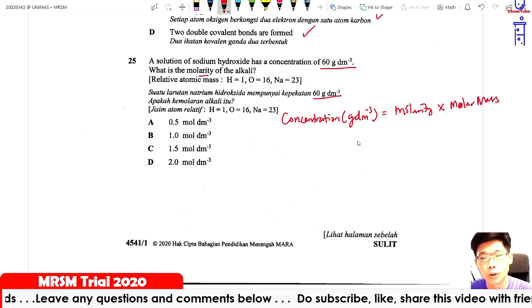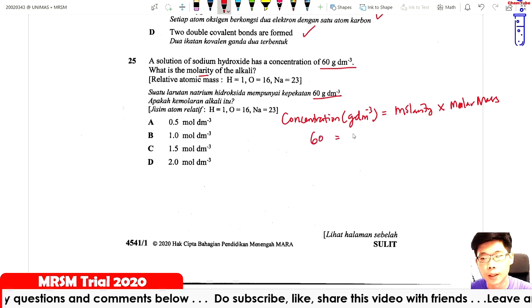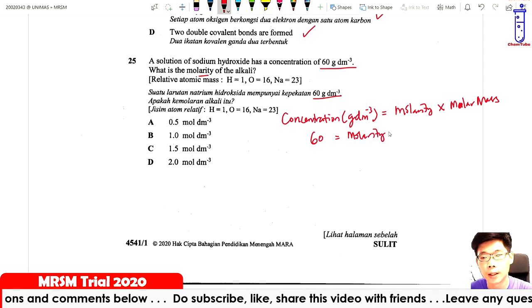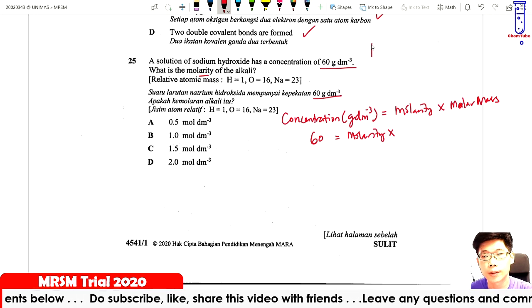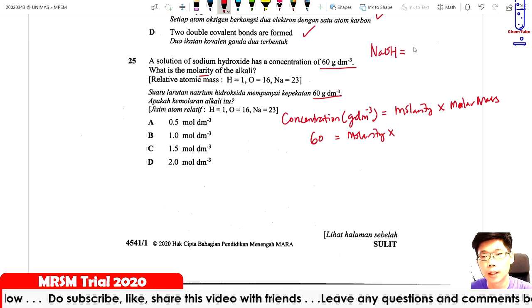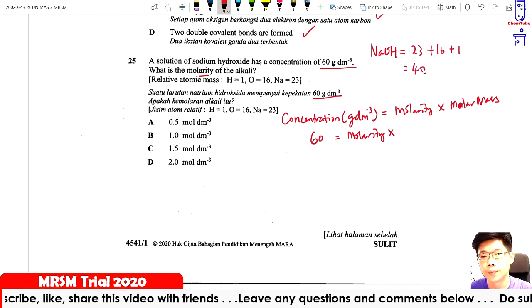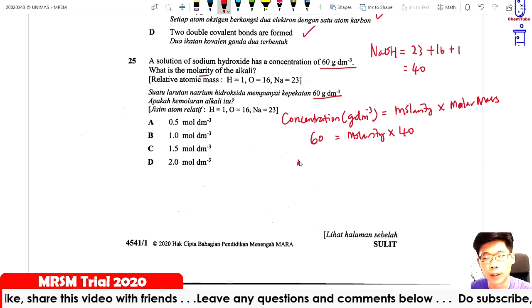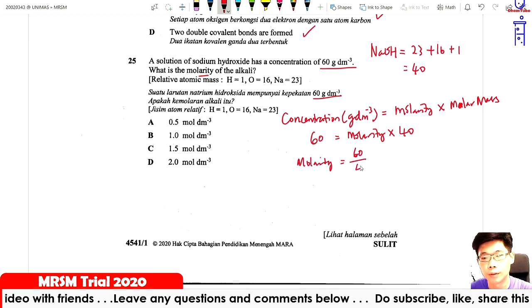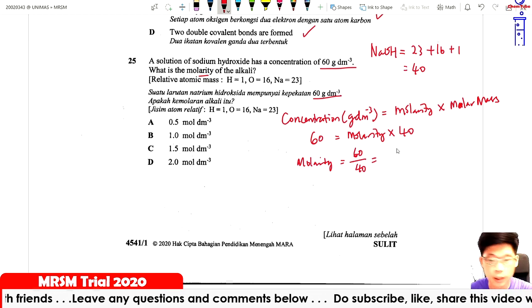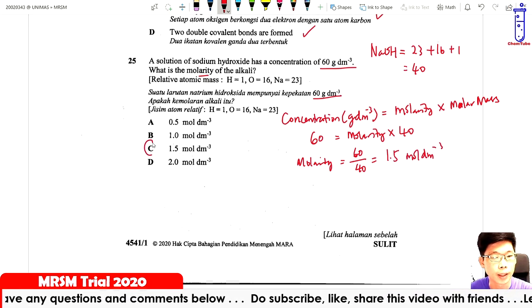The concentration is 60, so we can find the molarity. The molar mass for sodium hydroxide, NaOH: Na is 23, O is 16, H is 1, so it's 40. So the molarity is 60 over 40, which gives 1.5 mole per cubic decimeter. So the answer is C.